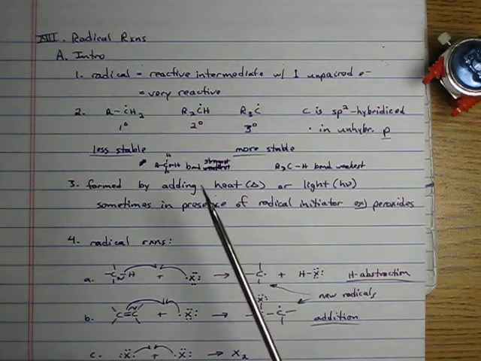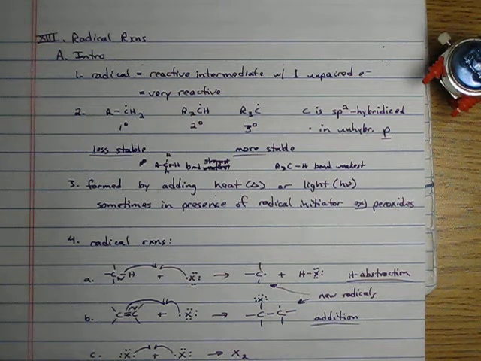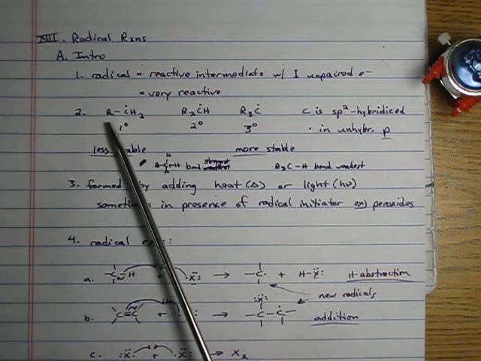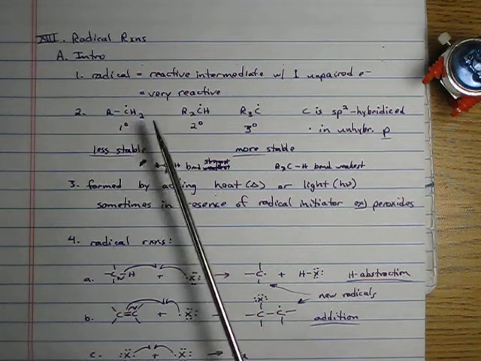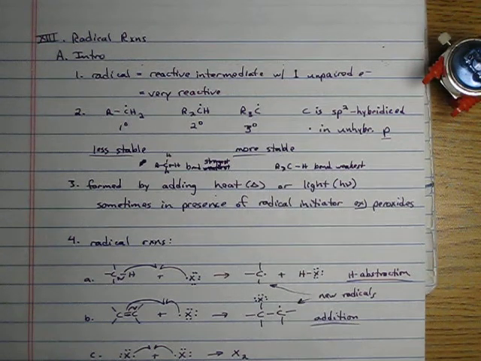And we draw radicals by putting this little dot on the carbon where that unpaired electron is, just like a Lewis dot structure. So this right here would be a primary radical. This is a secondary radical. Three R groups on the carbon containing the unpaired electron would be a tertiary radical.